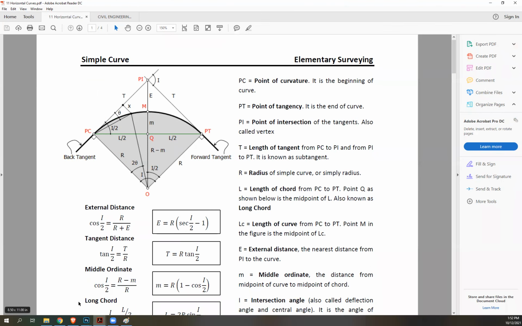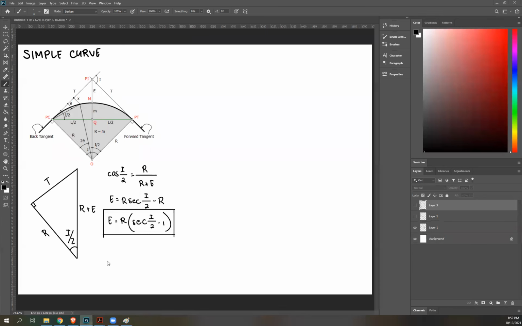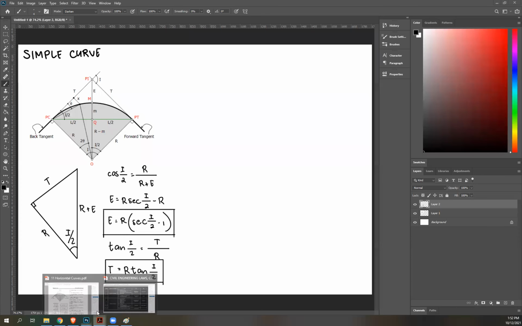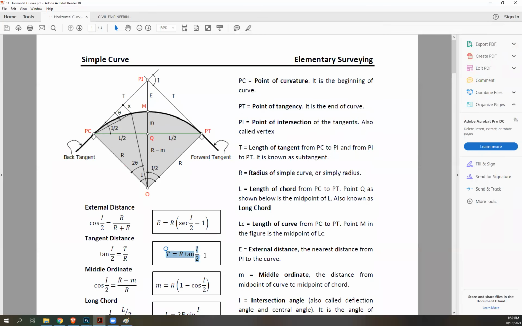Next, let's get tangent distance. To do that, we'll use the same triangle. So tangent I over 2 equals, so opposite over adjacent, so T over adjacent R. Therefore, T is just R tangent I over 2. And so that's how we got T.